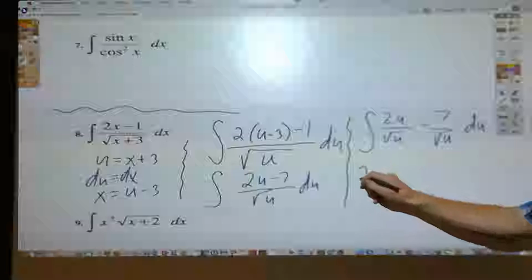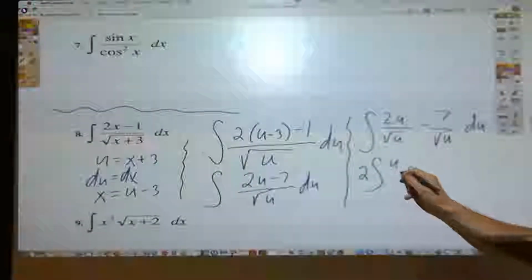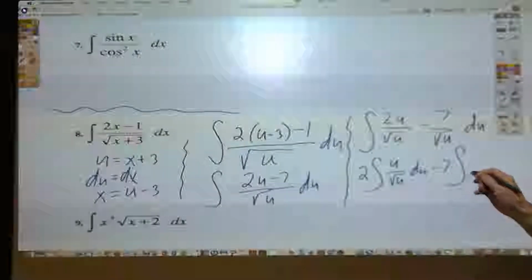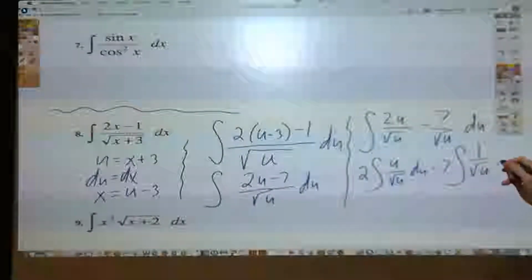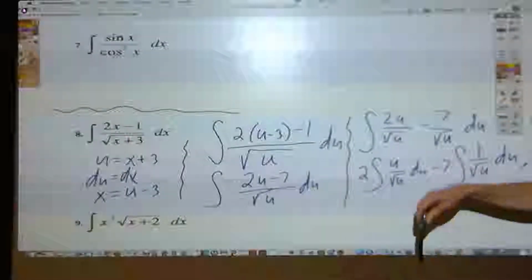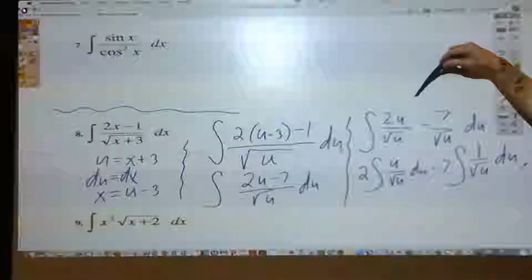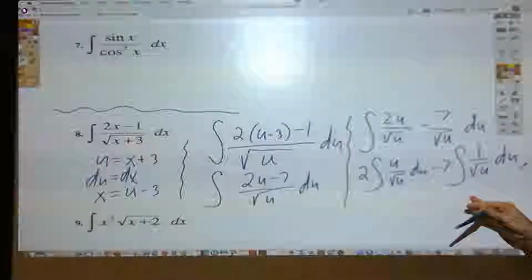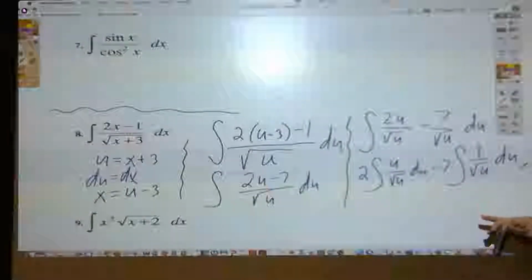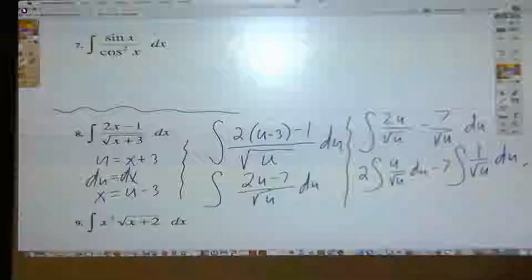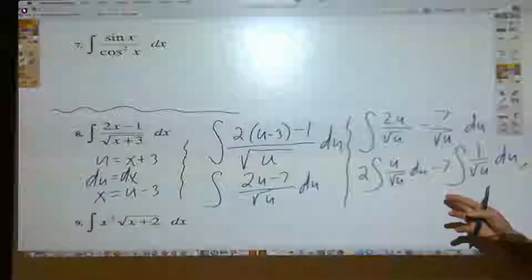Here we go. 2 antiderivative of u over radical u du minus 7 antiderivative of 1 over the square root of u du. Any questions on how I made the move from one integral to, count them, 2 integrals? It's a double move because I also pulled the 2 out front through the semi-permeable membrane, also the 7. Try to finish it from here.